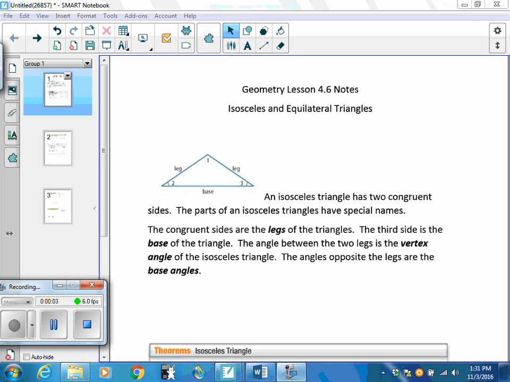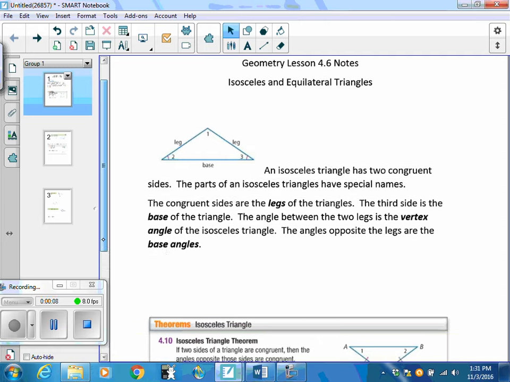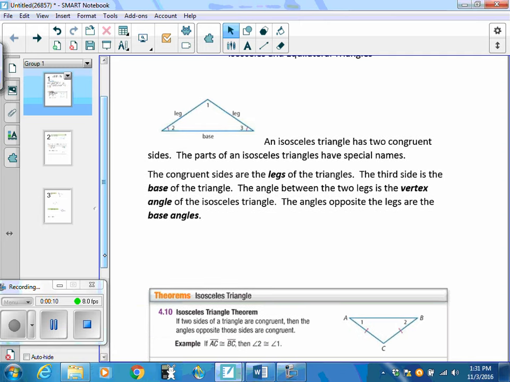In lesson 4.6, we're going to talk about isosceles and equilateral triangles. And I have a picture of an isosceles triangle right here. An isosceles triangle has two congruent sides. The parts of an isosceles triangle have special names.